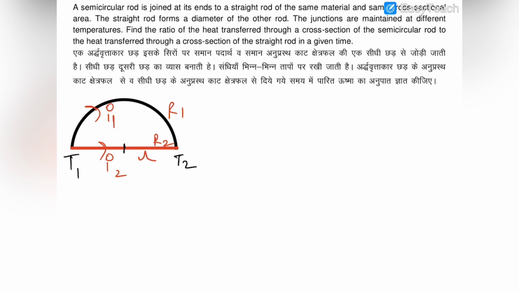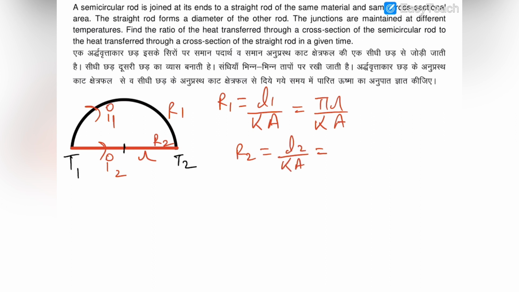Now we know that the resistance R1 will be L1 by KA. Now K and A are the same. So L1, the length of this semicircle, would be equal to pi r, divided by K A, and R2 will be equal to L2 by KA. Now L2, which is the length of this straight rod, will be equal to 2r divided by K into A.